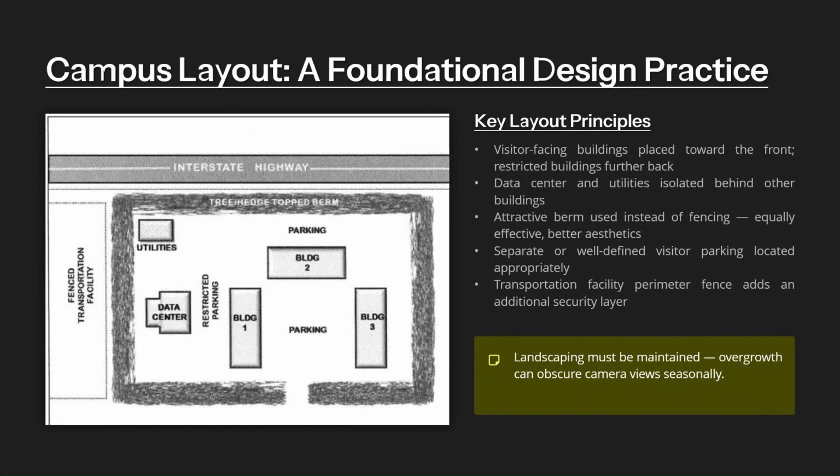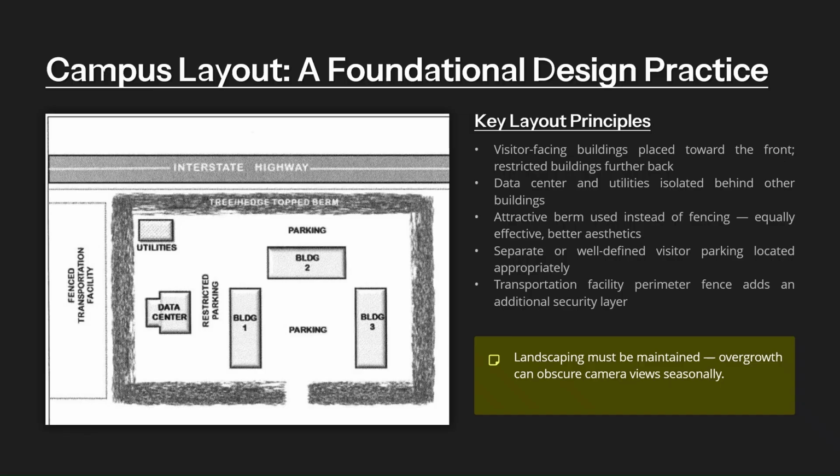The physical layout of a facility plays a critical role in security effectiveness. A well-designed campus layout considers visibility, access control, and layered protection. For instance, placing visitor parking away from critical buildings increases standoff distance and reduces risk. Similarly, barriers and fencing must be designed to guide movement and restrict unauthorized access while still supporting operational flow.